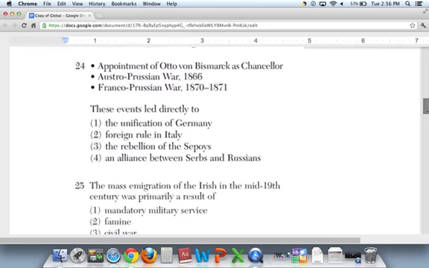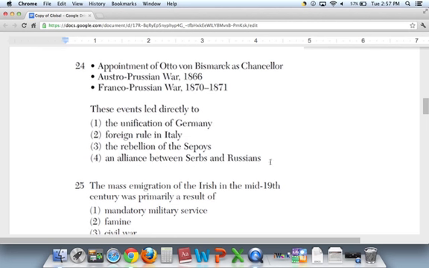Number 24, appointment of Otto von Bismarck as Chancellor, and Austro-Prussian War 1866, Franco-Prussian War 1870 through 1871. These events led directly to 1. The unification of Germany, 2. Foreign rule in Italy, 3. The rebellion of the sepoys, and 4. An alliance between Serbs and Russians.